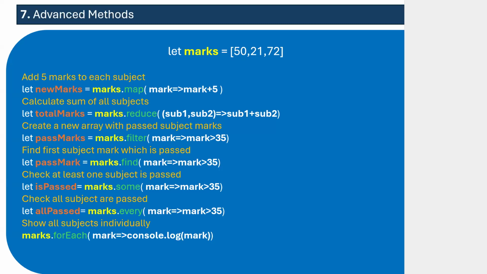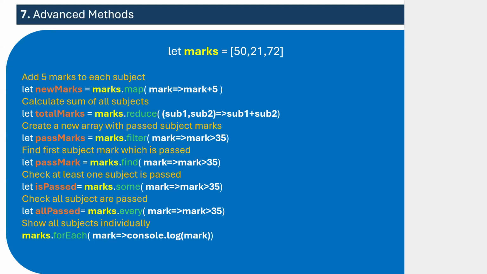forEach will take an argument as a callback, and it will take a single argument, so I did not use parentheses. You can write one line or many lines. Since I was writing a single line, I removed the curly braces and wrote console.log of mark. Each mark will be printed.